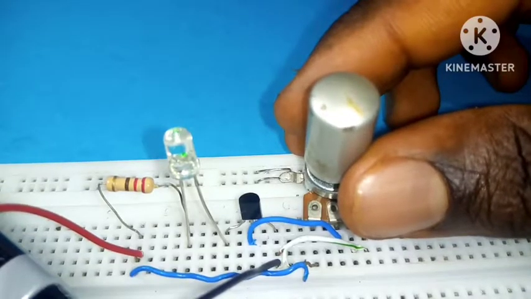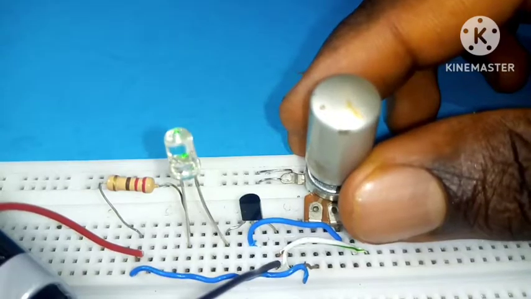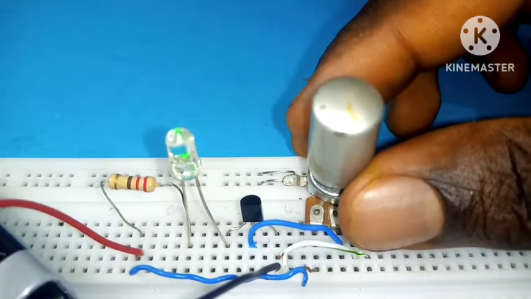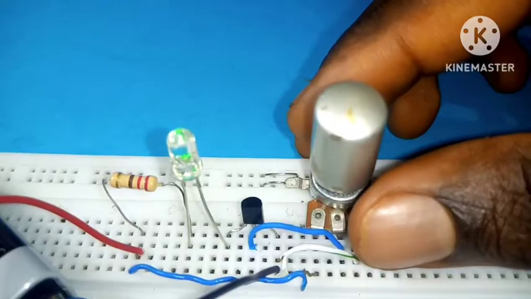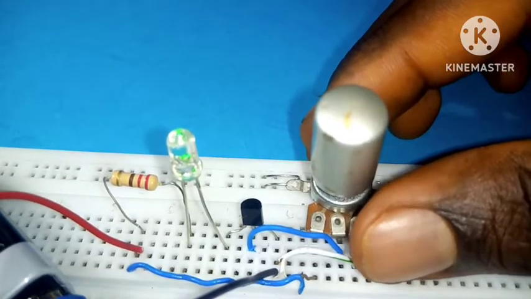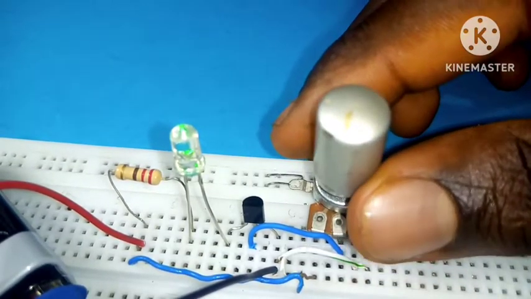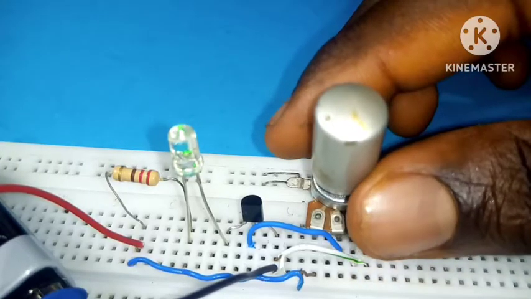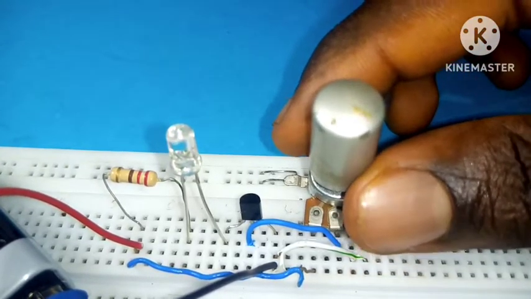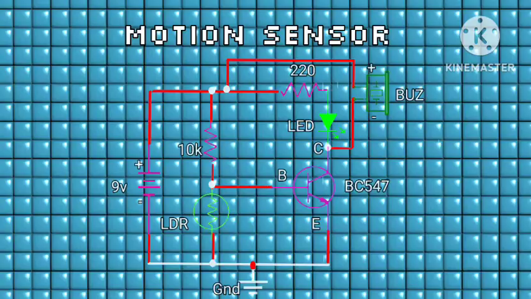And watch, each time I vary the potentiometer you can see our light getting brighter as I increase the value, and you will notice each time I decrease the value of the potentiometer the LED gets dim. So let's move into the next project.